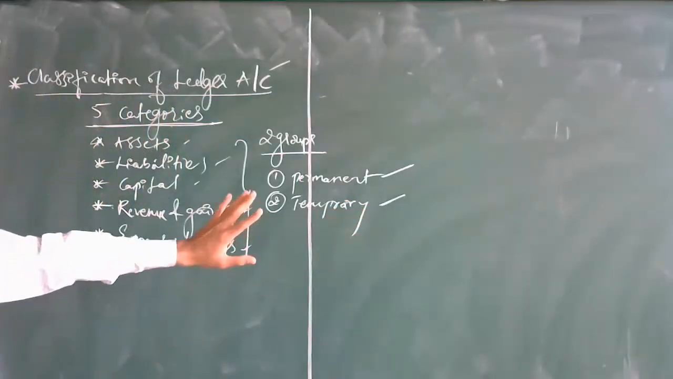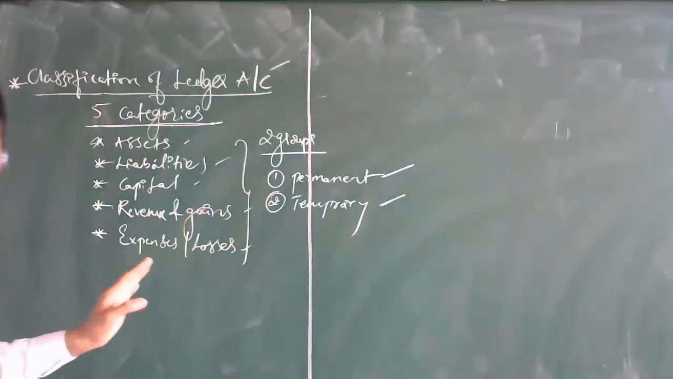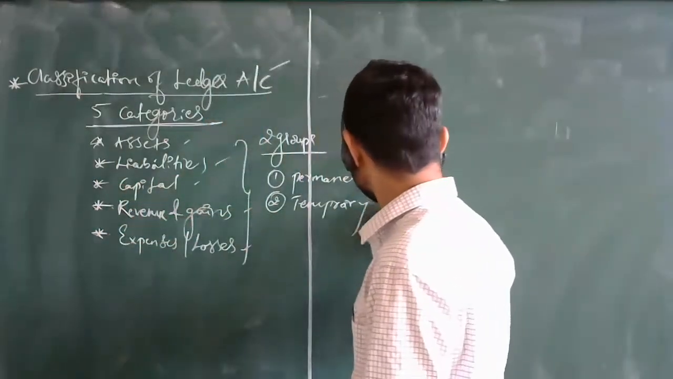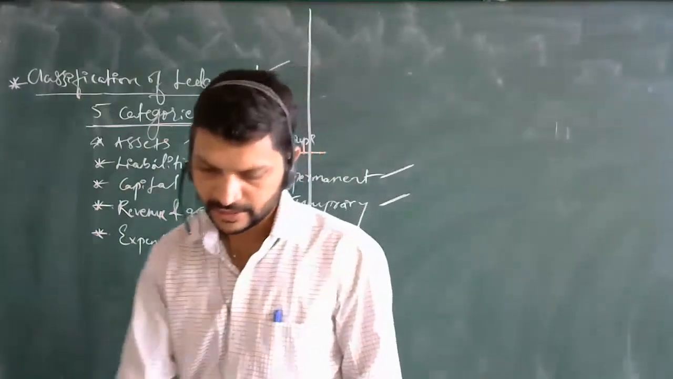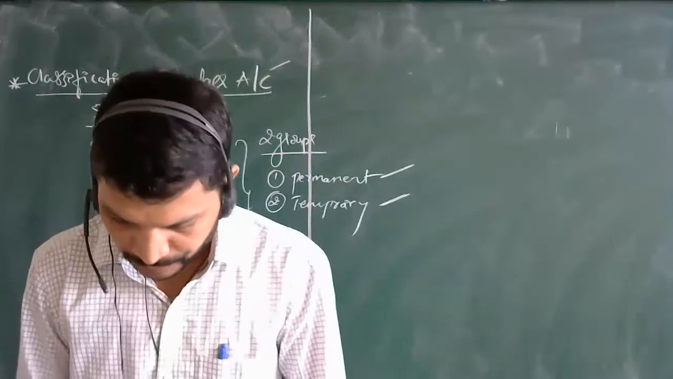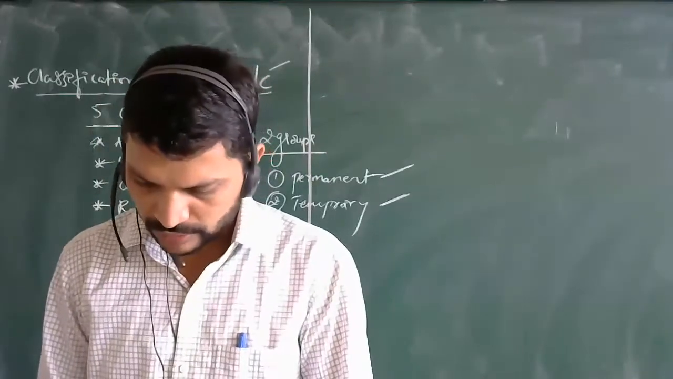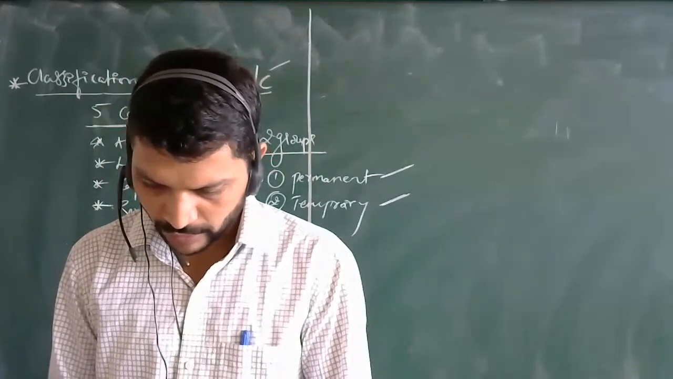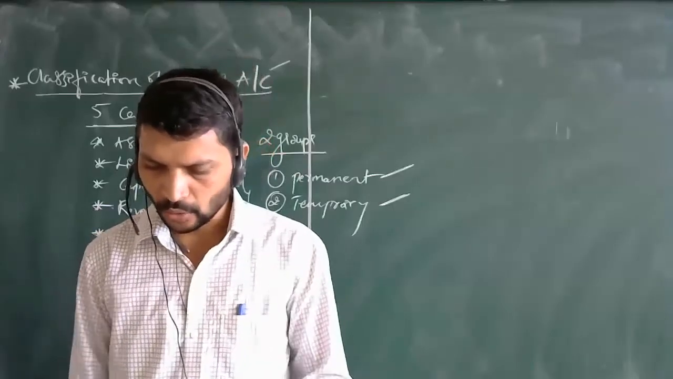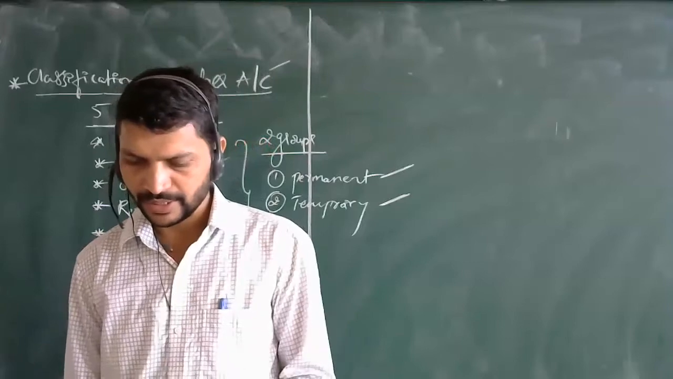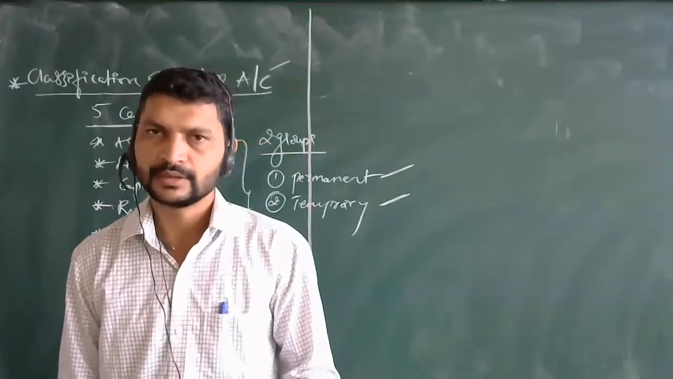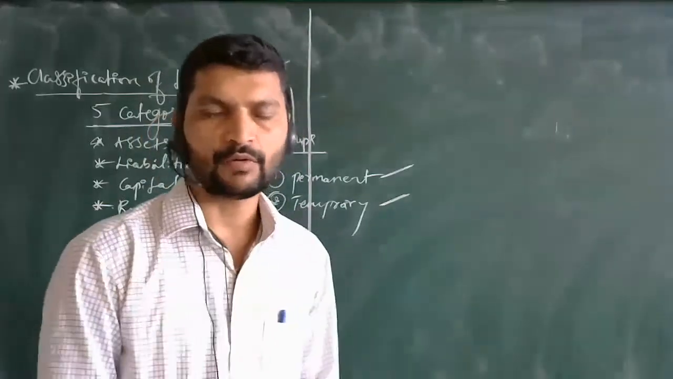In these two groups, what are we going to do? Now specifically we are going to see what is permanent and what is temporary. Let's see what exactly the concept means. All the permanent accounts are balanced and carried forward to the next accounting period. The temporary accounts are closed at the end of the accounting period by transferring to the trading and profit and loss account. Permanent accounts will be carried forward.